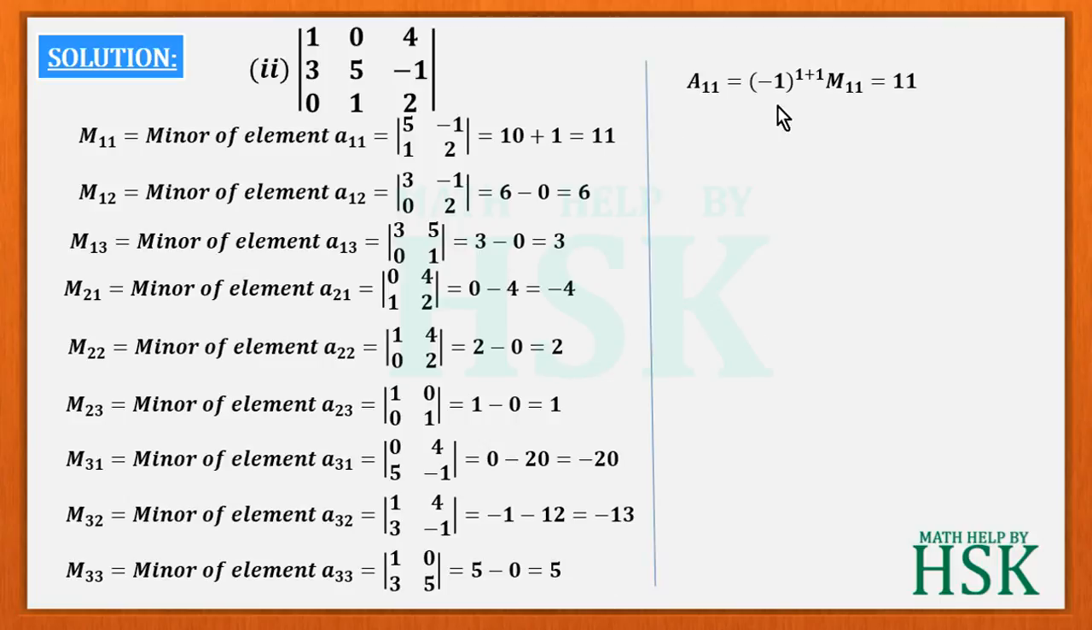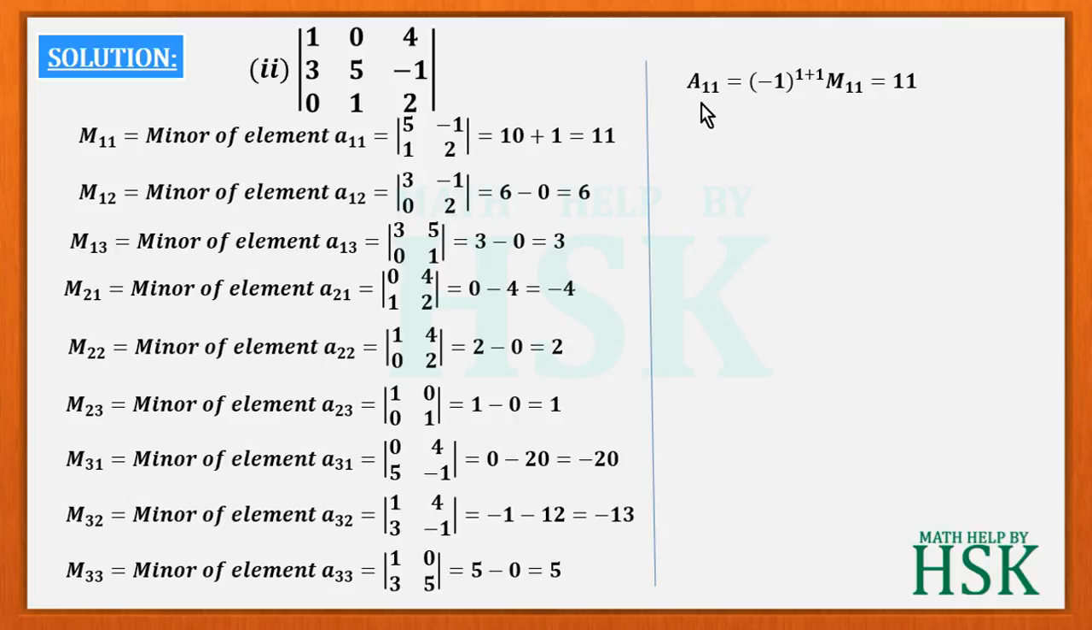Now taking the cofactor, A11 would be equal to 11, same as its minor, because minus 1 to the power of 1 plus 1 would be equal to minus 1 to the power of 2. Minus 1 is raised to the power of an even number, so its value will remain 1. So the A11 would be equal to 11.